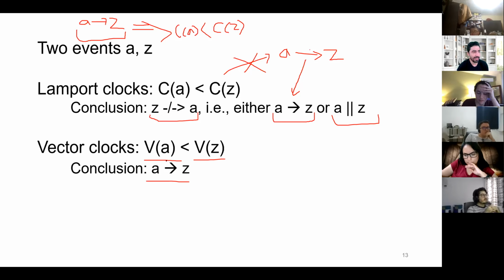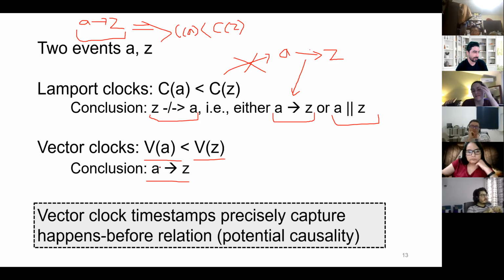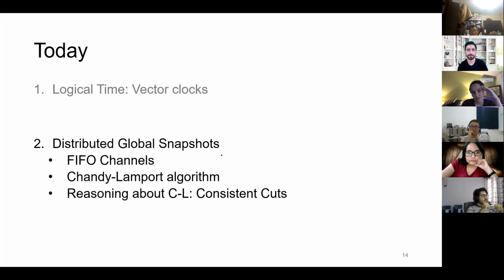From vector clock A is smaller than Z, you can conclude A happening before Z, like the one that I show in the example. So vector clock timestamp precisely captures the happen-before relationship and potential causality. Is there any question about vector clocks?